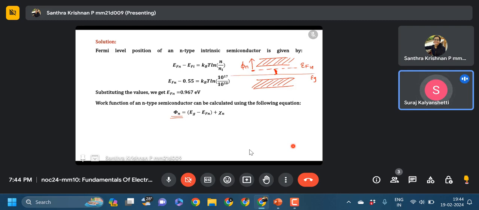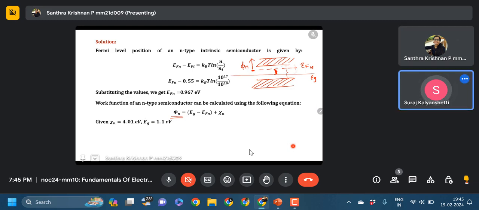Here, the one you're showing on the screen, the one marked with a double line. You're asking whether it should be EG by 2. Correct. Okay, let me think. This whole thing is EG and this much is EG by 2. Correct. So it is EG minus EFn.